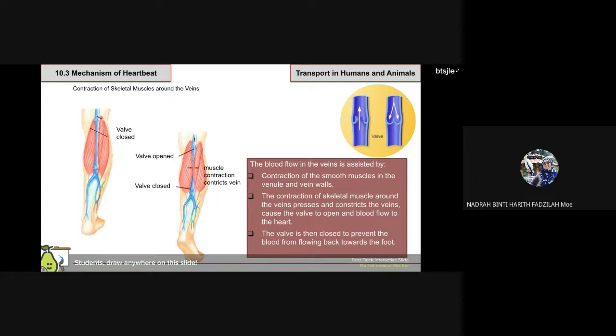Kita tak ada pump daripada organ kaki ke apa untuk tolak darah ke atas, but what do we have is the muscles surrounding our veins. Okay, kita punya vein ni dikelilingi oleh skeletal muscle. When our skeletal muscle contract, it will become shorter and thicker. Dia jadi lagi tebal dan lagi besar.